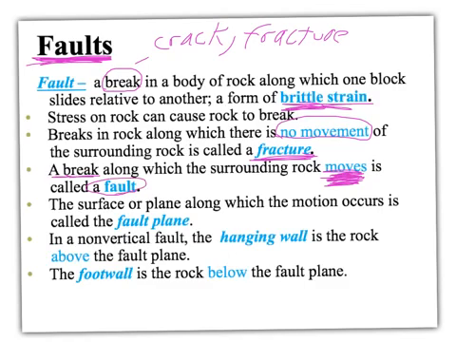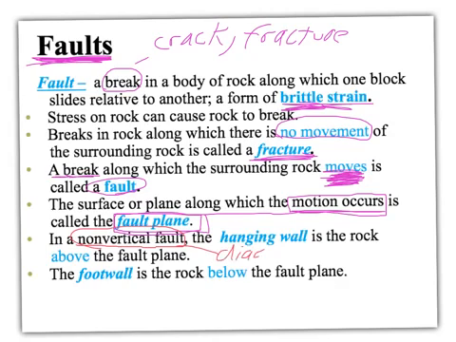And there are different types of faults depending on how the rocks move. The place where the crack occurs, or where the motion occurs, is called the fault plane. That's where that motion is occurring. And we'll see examples of all these on the next slides. In a fault that's not vertical, so not straight up and down, usually what we're talking about when we're talking about non-vertical is diagonal.